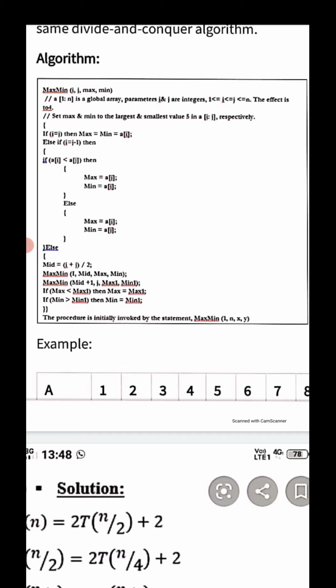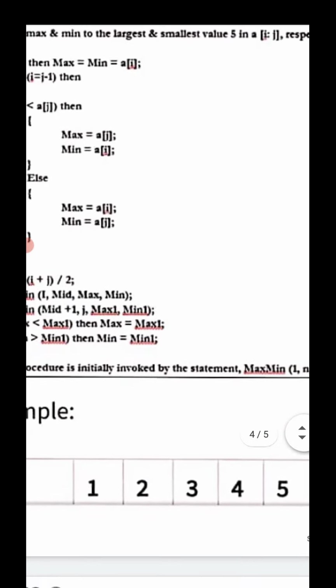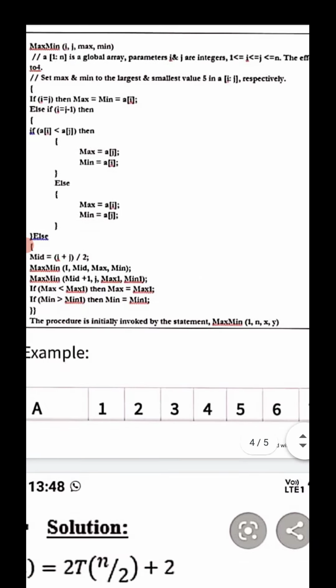Else, if i is equal to j minus 1, then we check the condition: if array of i is less than array of j, then the maximum is initialized to array of j, semicolon, and minimum is assigned to array of i. Else, likewise, max is assigned to array of i and minimum value is assigned to array of j.